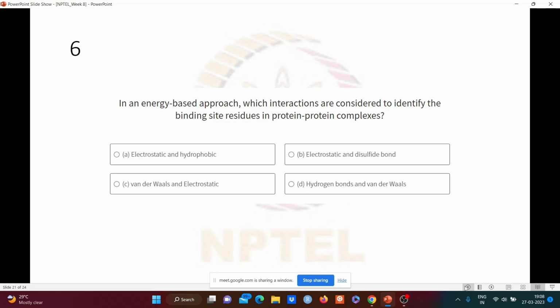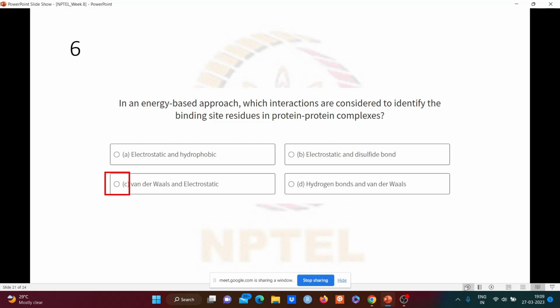So energy-based methods use algorithms to search for potential binding sites based on the distribution of intermolecular interactions. Their goal is to identify the most energetically favorable binding site for the ligand, which is typically the site with the highest overall score. They have some scoring mechanism as well. So the answer is C.